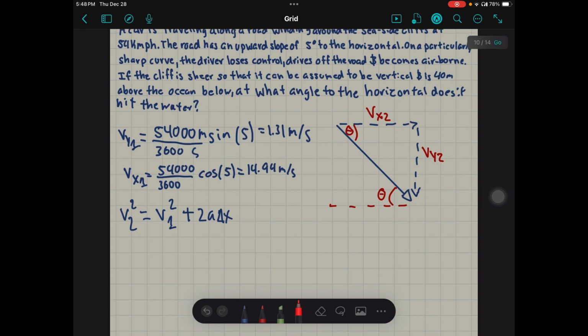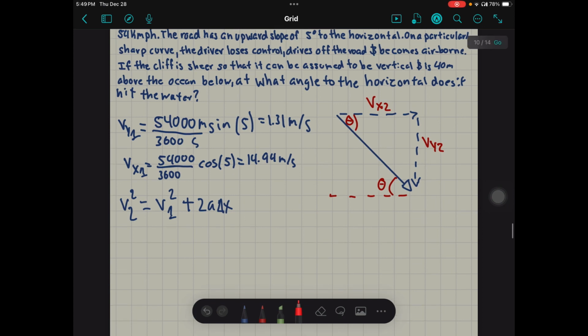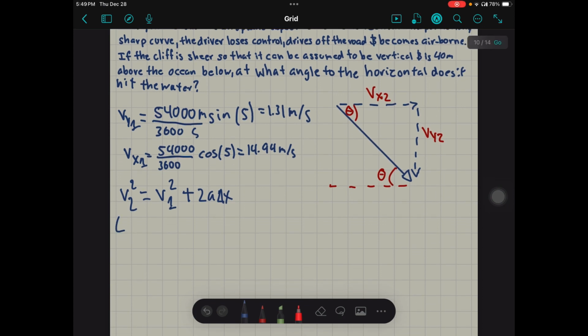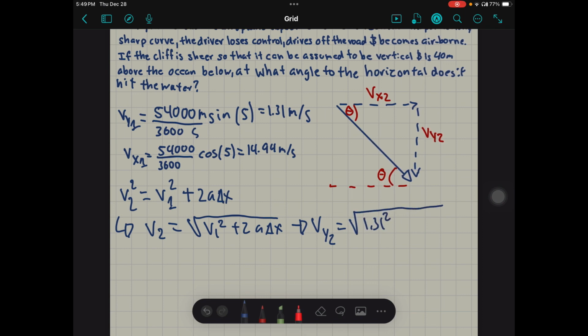Okay, so now that we've got that out of the way, we can use this kinematic equation to solve for our final velocity. When we rearrange this, we get v2 equals the square root of v1 squared plus 2a delta x. When we're solving for our velocity in the y direction, we get vy2 equals the square root of 1.31 squared plus 2 times negative 9.81.